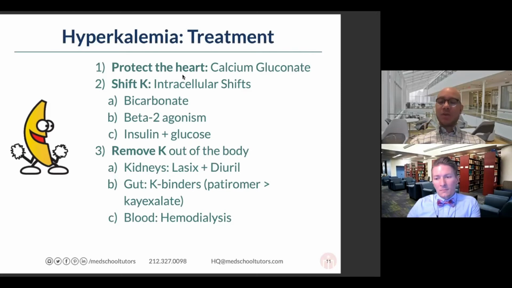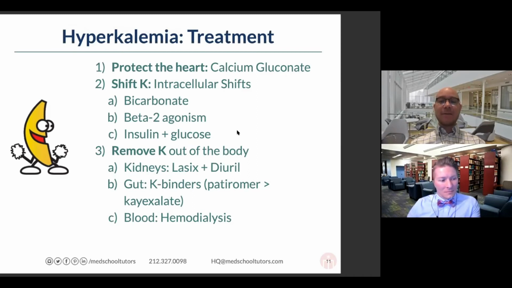Does anyone know what the side effect of Kayexalate is and why people often raise an eyebrow when you use it? What's a feared side effect of Kayexalate? It's more of a clinical thing. It's actually gut necrosis, GI problems, exactly.